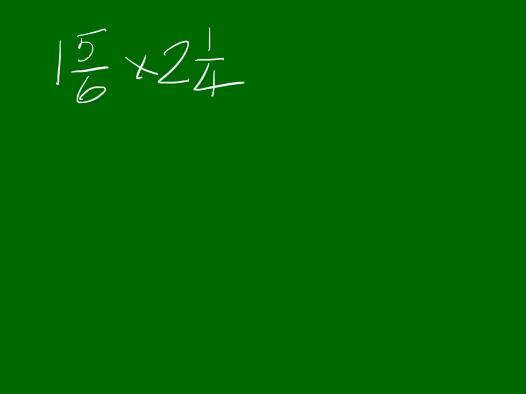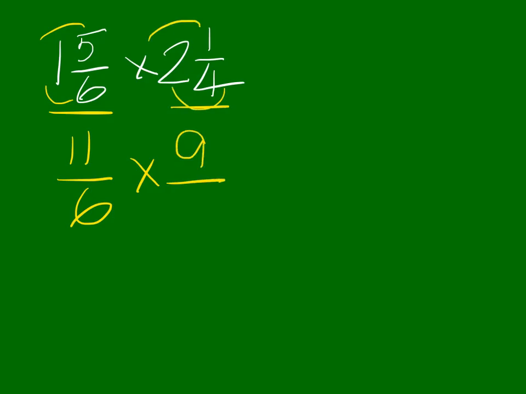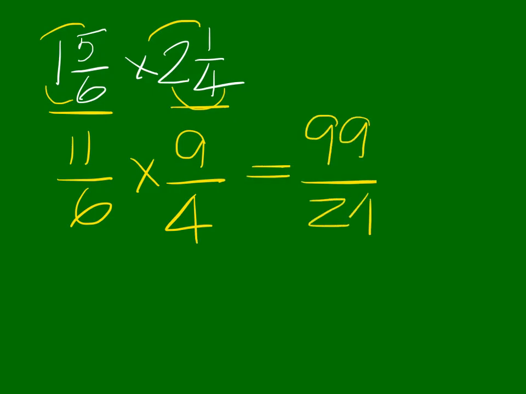On the practice problem, change this and this to improper fractions. 6 times 1 plus 5 is 11. Put it over 6. 4 times 2 is 8. Plus 1 is 9. Put it over 4. Multiply straight across to get 99 over 24.